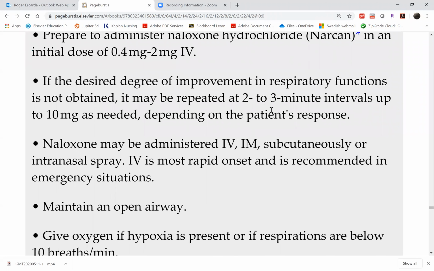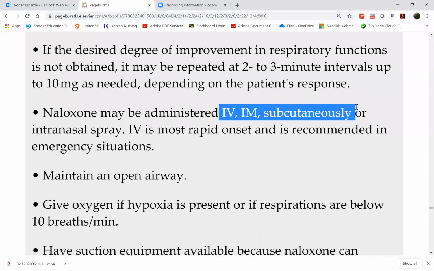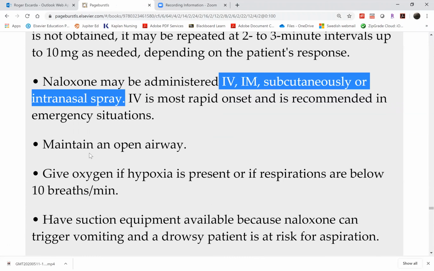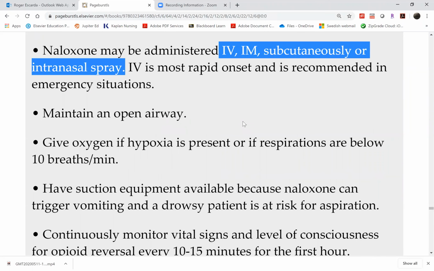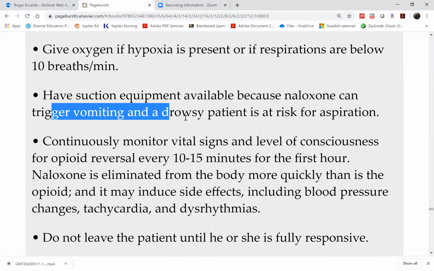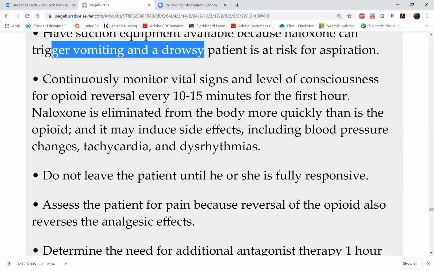So these are the routes. You know that we do this in the community now. So there's a spray form available. Important thing here is that this induces nausea, nausea and vomiting, and the patient was still drowsy when you gave the Narcan, so they could aspirate if they vomit. So after giving Narcan, make sure the head of the bed is up, their head is turned to the side, and do not leave the patient until they're fully responsive.